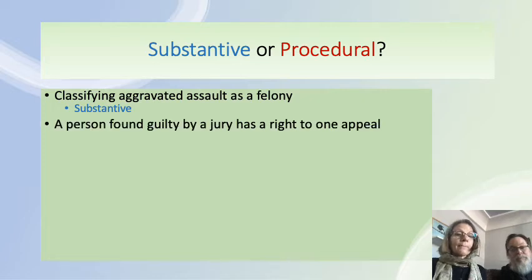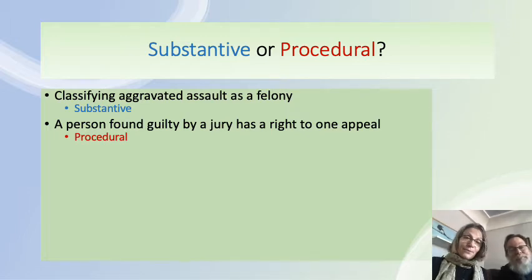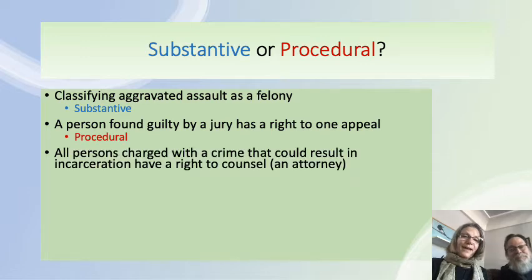How about this? A person found guilty by a jury has a right to one appeal. What do you think? Is that substantive or procedural criminal law? Procedural. You're right. Why is it procedural? Because it's not identifying a crime. And it's also telling us the process that somebody might want to take if they were appealing their case.